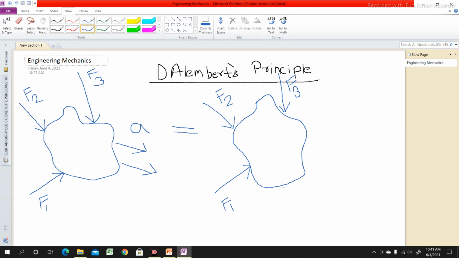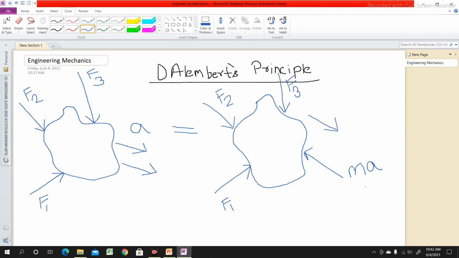Say due to force F1, F2 and F3, the body is moving in this direction. Then according to D'Alembert's principle, if you want to keep the body in static equilibrium, you need to apply a force of magnitude equal to ma in the direction opposite to the direction of motion of the body. This is your D'Alembert's principle.